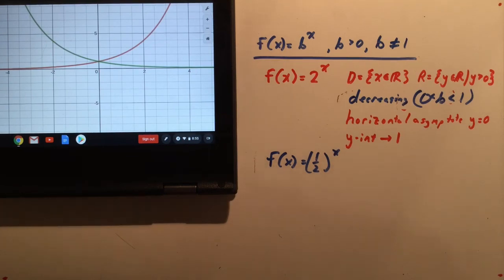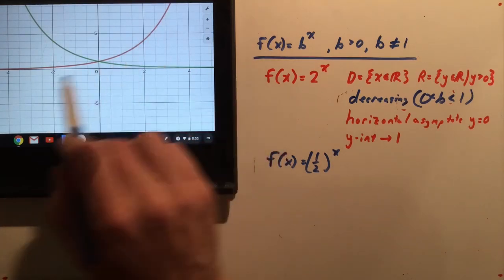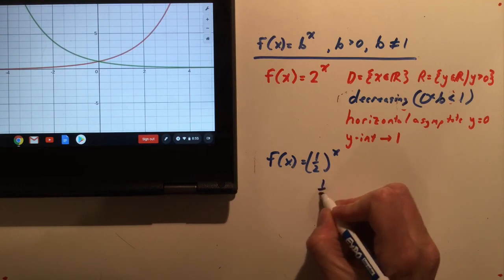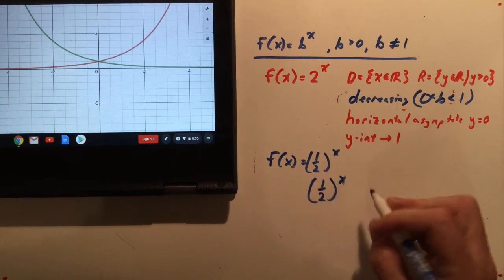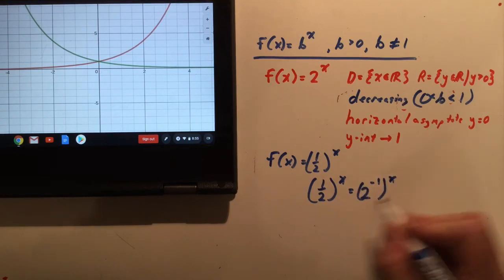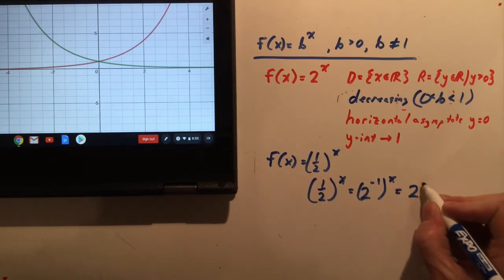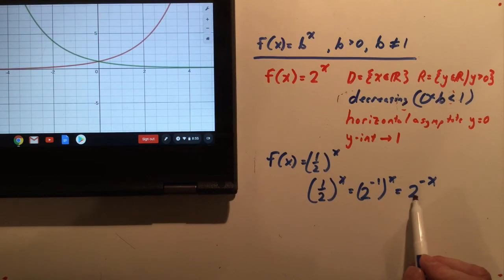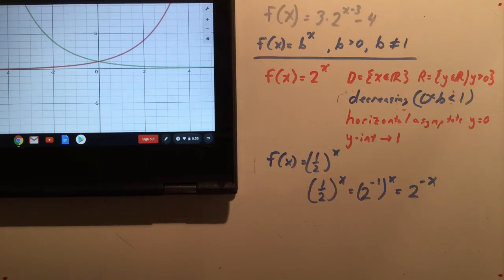You may have also observed that this red one and this green one are horizontal reflections of each other. That probably won't surprise you because you know that 1/2 raised to the x power is the same thing as 2 to the negative 1 to the x power, which is the same thing as 2 to the negative x power. So the function 1/2 to the x is the same thing as 2 to the x with a horizontal reflection there. And that's why they're horizontal reflections of each other.